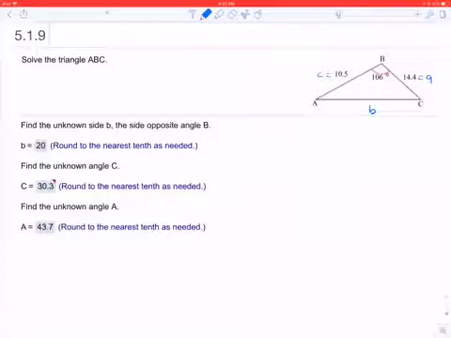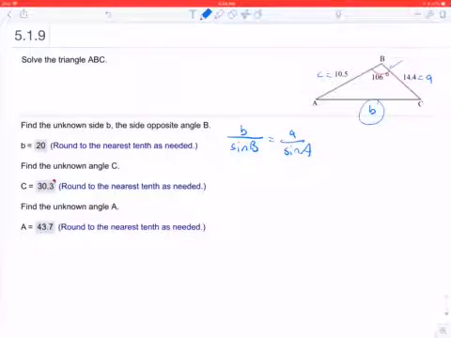So we could try the law of cosines. The law of sines goes, say we wanted to solve for side B: B over sine of B equals A over the sine of A, or you could also use C over the sine of C. But you see, here's one unknown. We know angle B, we know side A, but then we have two other unknowns. If we tried to plug this in, we would have two unknowns, so that would prevent us from using the law of sines here.